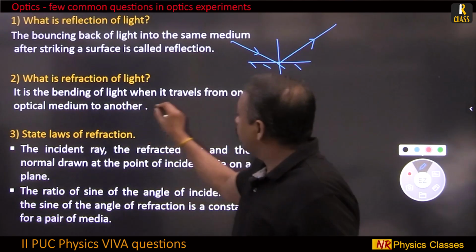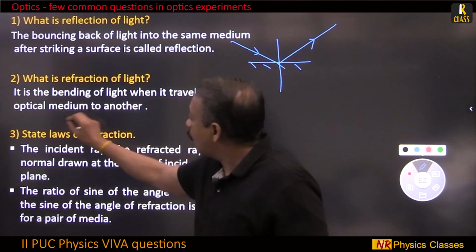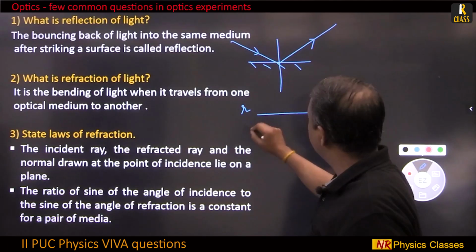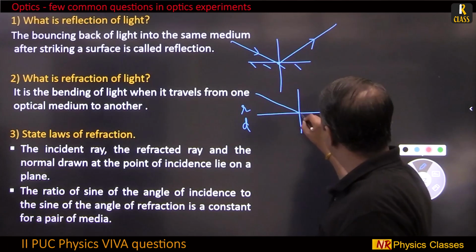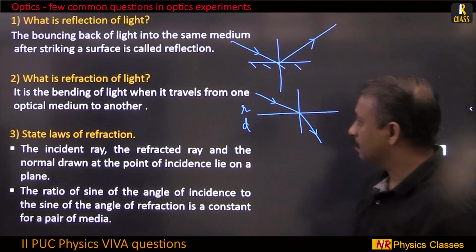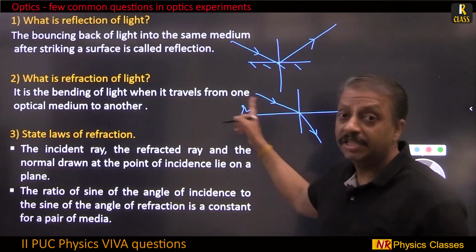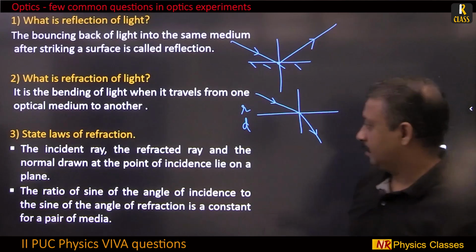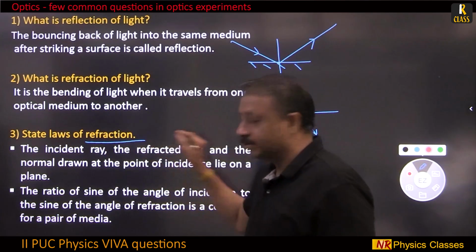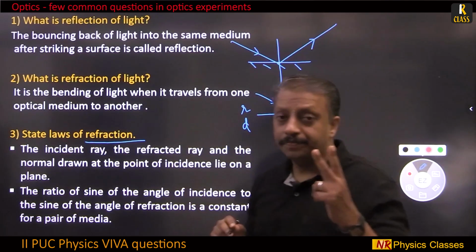It is the bending of light when it travels from one optical medium to another. Bending of light when it travels from one optical medium to another. And you know this is because of change in speed. State laws of refraction. There are two, right?